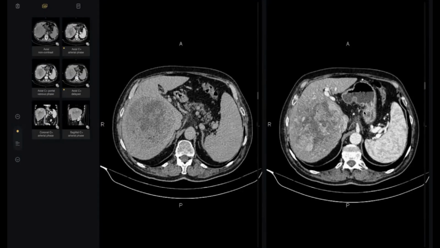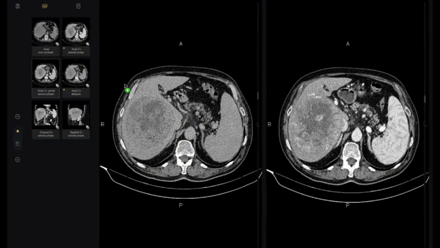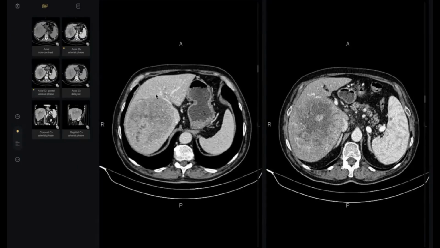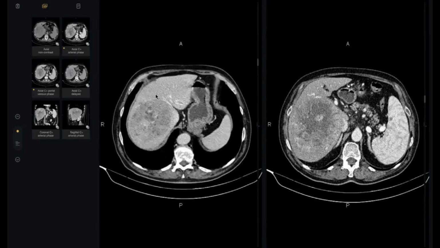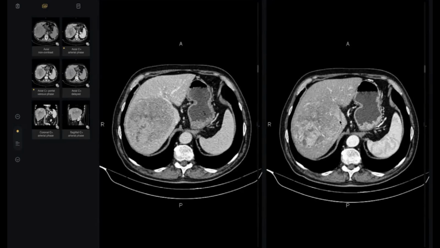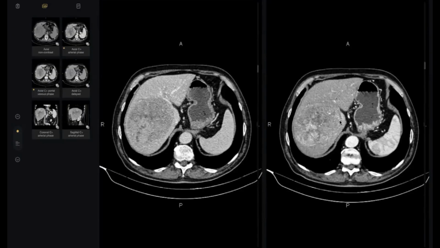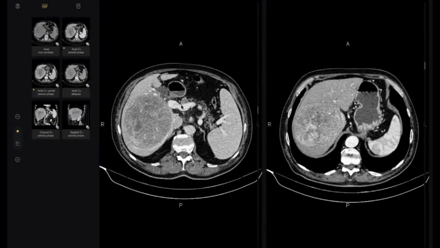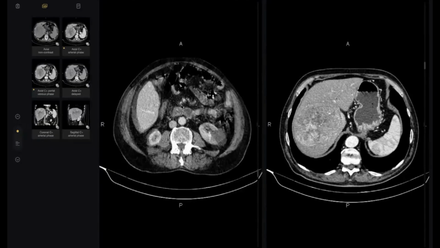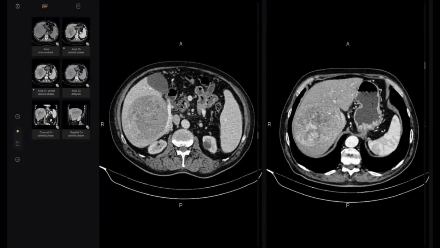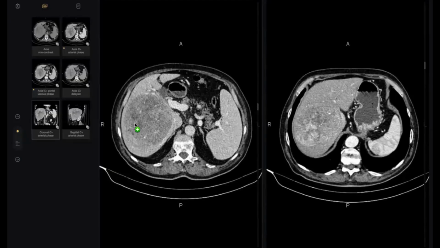Sir, I want to see the portovenous phase and delayed phase to confirm the washout. This is the portovenous phase. Okay, this is the arterial. See here, there is some washout on the portovenous phase. What about the portal vein? Tell me, is this patent, or is it causing compression? What's your final diagnosis, doctor?